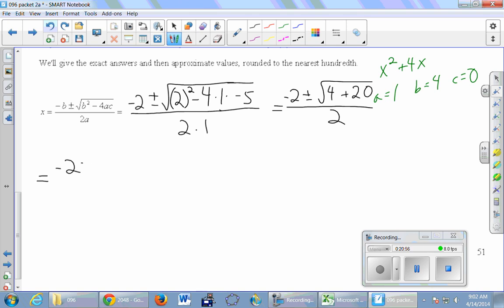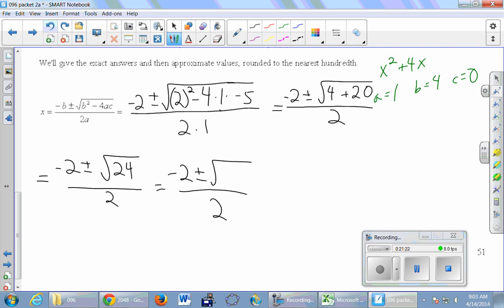Continuing down here, negative 2 plus or minus the square root of, okay, that's easy, that's 24, divide by 2. Okay, so that answer is fairly clean, but it's our obligation to simplify as much as possible, and this one is not simplified at the moment. So I'm going to copy the negative 2 plus or minus square root of, and I'm going to copy the 2 downstairs.